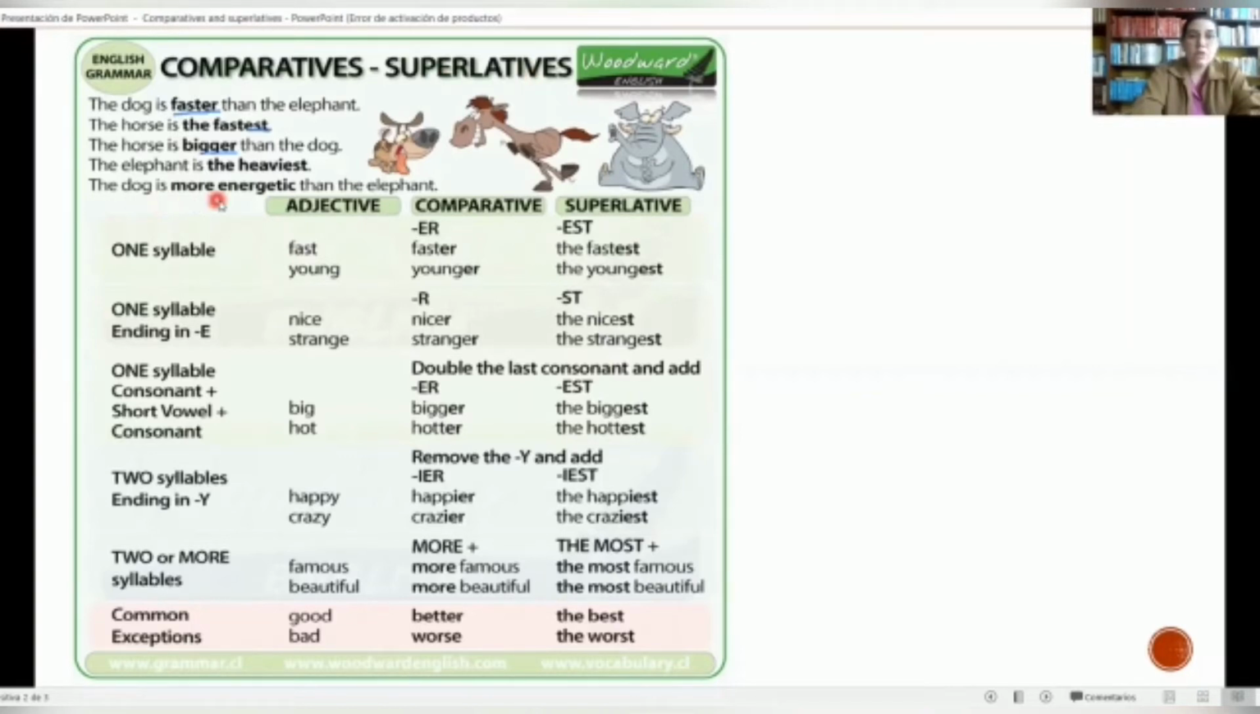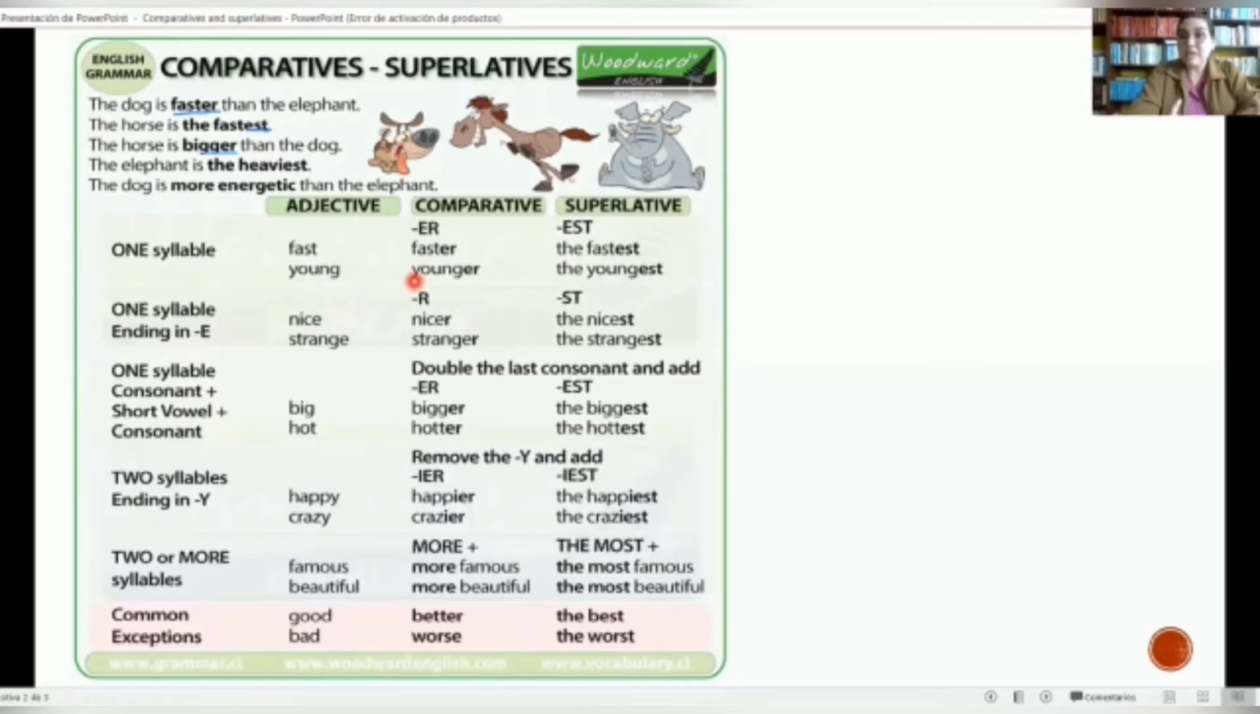The dog is more energetic than the elephant, okay? We use the than because we are talking about adjectives. But the comparative and superlative have some rules, and we are going to talk about these rules. The adjective fast or young only has one syllable, and this syllable completes the comparative using ER. For example, faster and younger, and the superlative fastest and youngest.